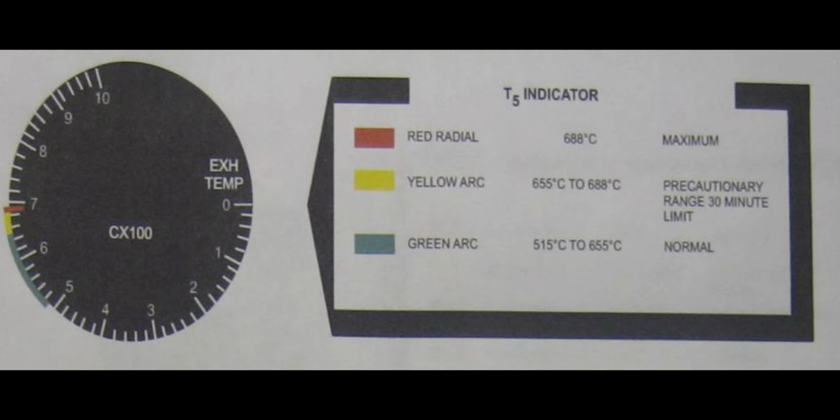Power turbine inlet temperature indicator T5. Maximum 688 degrees Celsius, red radial line. Precautionary 655 degrees Celsius to 688 degrees Celsius, yellow arc. Normal operating range 515 degrees Celsius to 655 degrees Celsius, green arc. Note: an exceedance of 609 degrees Celsius will activate a caution segment light on the master caution panel marked number 1 T5 or number 2 T5 when the Amitech T5 indicator is installed.